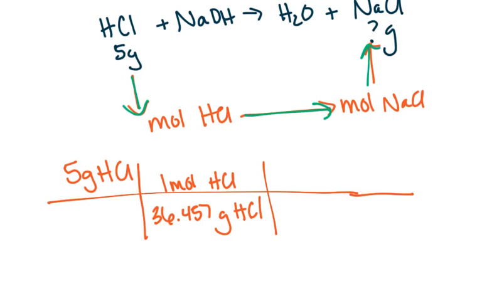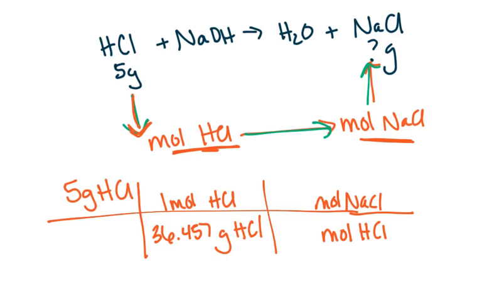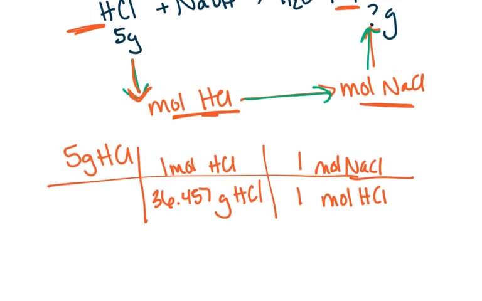So I did this first step, which was grams to moles. Now I'm at moles of HCl, so I'm here. I'm going to convert to moles of NaCl. So that's my next step on the top. Moles of HCl need to go on the bottom. And then I look at the coefficient. My coefficient for HCl is 1. My coefficient for sodium chloride is 1. It won't always be 1 to 1. In this case, it is.